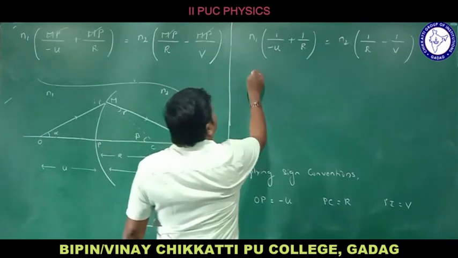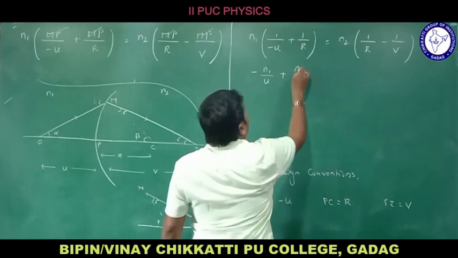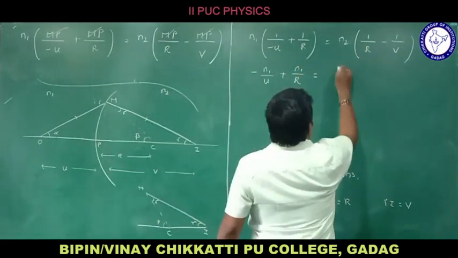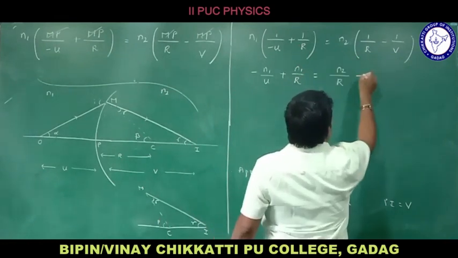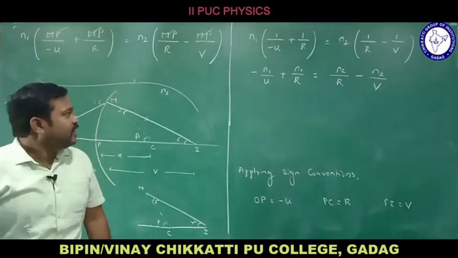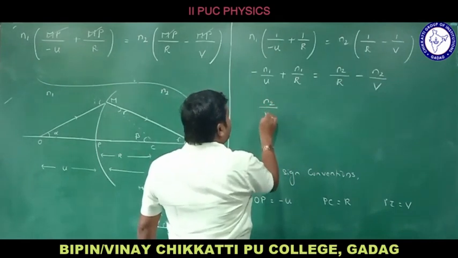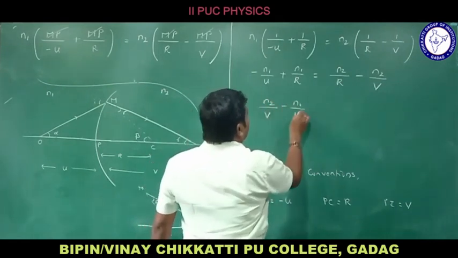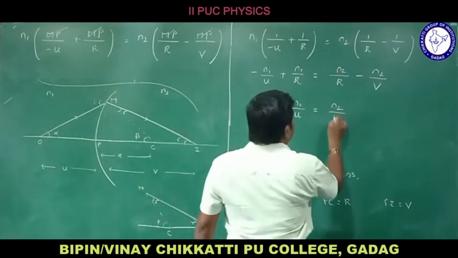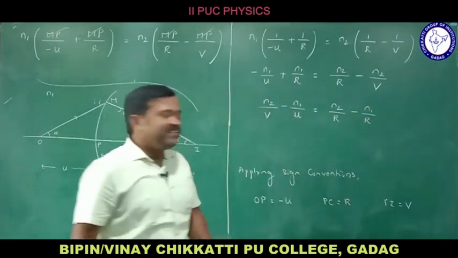Let me convert this, that is minus N1 divided by U. I will be multiplying this plus N1 divided by R, that is equal to, what do I get now here? Again multiply: N2 divided by R minus N2 divided by V, right? Now I will be taking this term to this side. What do I get? N2 by V will remain here, N1 divided by U. I take R terms that side here, right? So here what do I get? N2 divided by R, this term to that side, N1 divided by R, right?